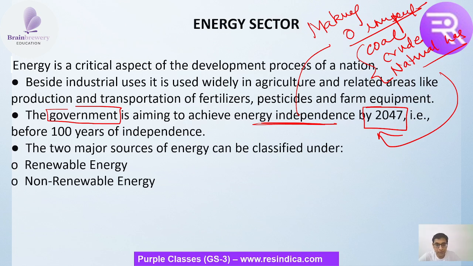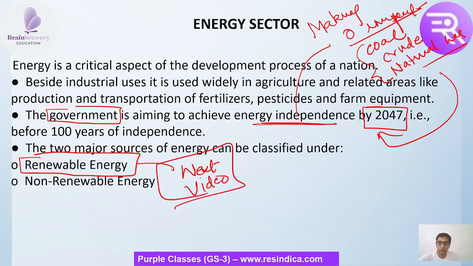We all know that energy can be derived from renewable and non-renewable sources. Non-renewable can be fossil fuel, and some other sources are also there. Renewable ones are biomass, solar, wind, tidal, geothermal, all these things. This non-renewable part we will be discussing in our next video. Next video we will be having a separate video on this. Now we are moving towards the next topic.